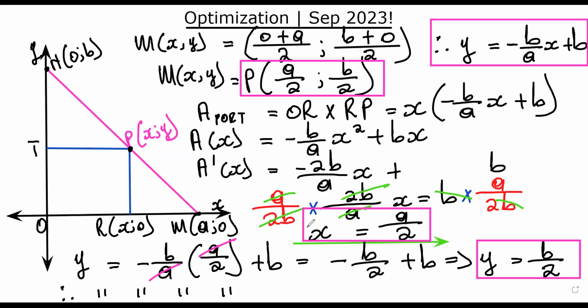So that's all you had to do for this one. You had to find the midpoint of MN and then use optimization in order to find the coordinates of the point at which the area will be a maximum. And if they are the same, then you have proven exactly what they asked you to prove.